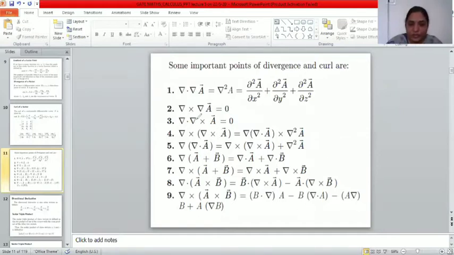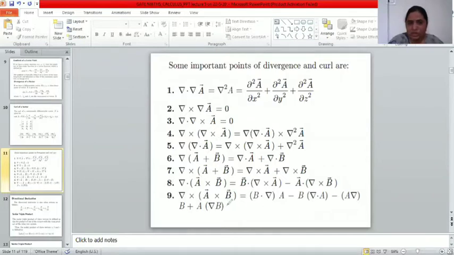Next is del of a bar plus b bar, it is del a bar plus del b bar. Next is del cross a bar plus b bar, that is del cross a bar plus del cross b bar. Next is del dot a bar cross b bar, and this is a scalar triple product. It is defined as b bar dot del cross a bar minus a bar dot del cross b bar. These are identities, you need to remember them.